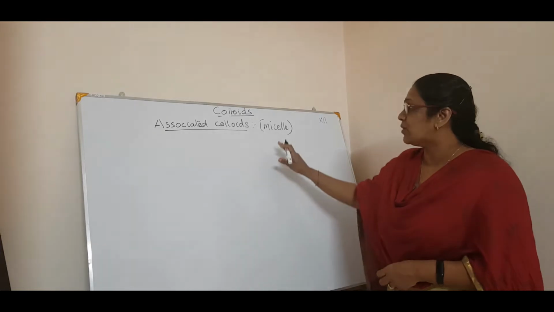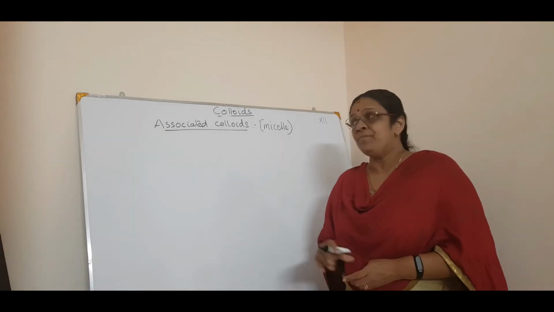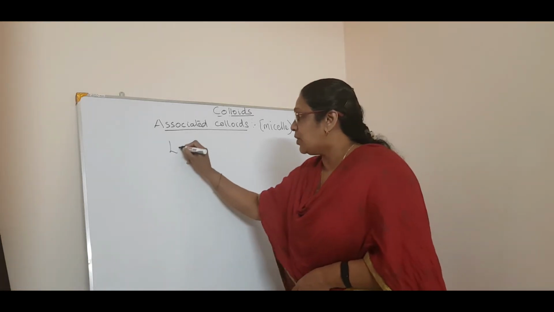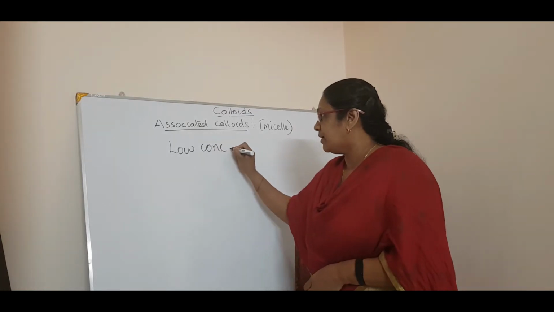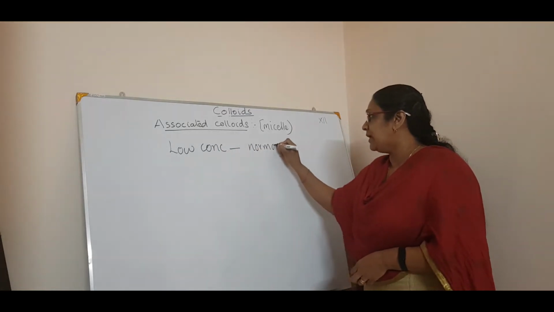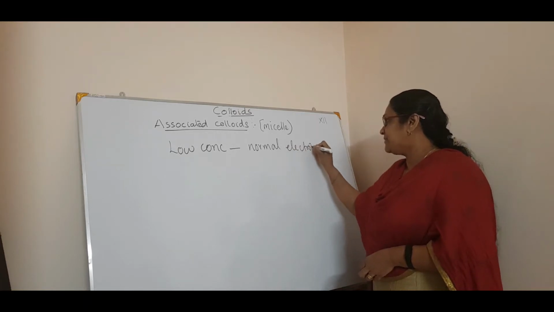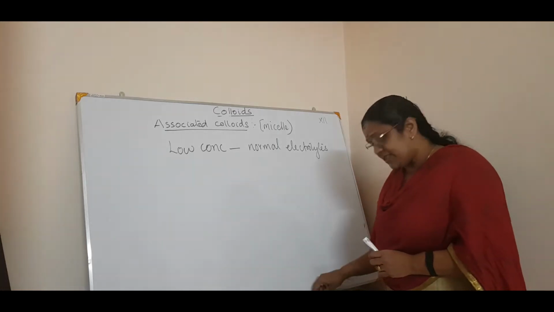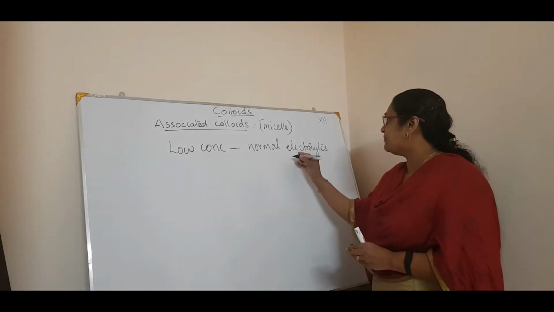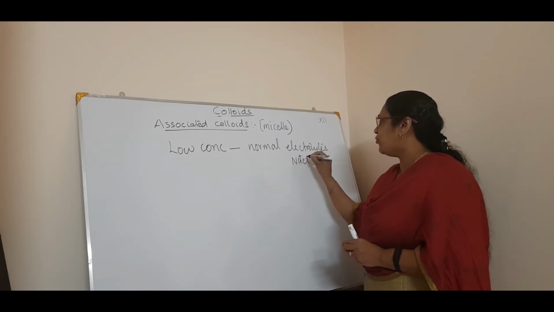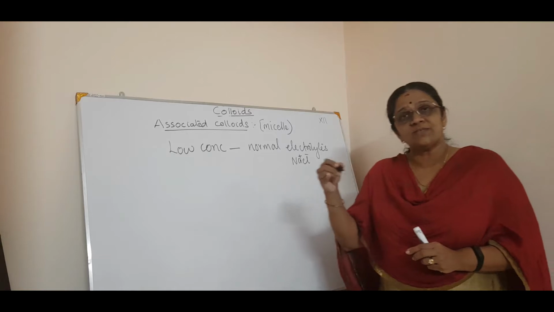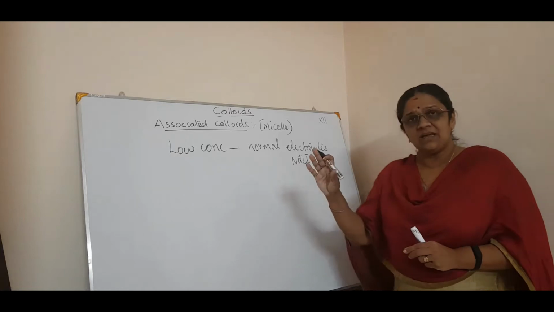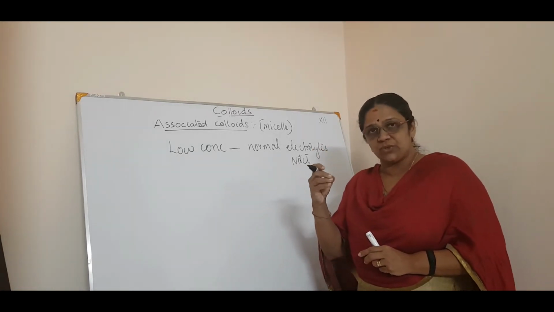Associated colloids are also called micelles. Now in associated colloids, certain substances at low concentration behave as normal electrolytes. You know what an electrolyte is, right? That means it dissociates in solution. The best example I have told you is NaCl. NaCl will form Na+ and Cl-, that means it forms the corresponding ions. That is the main thing. So normally it's a true solution, an ionic solution.